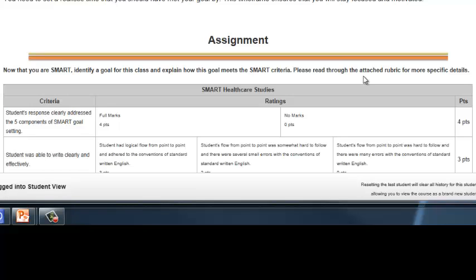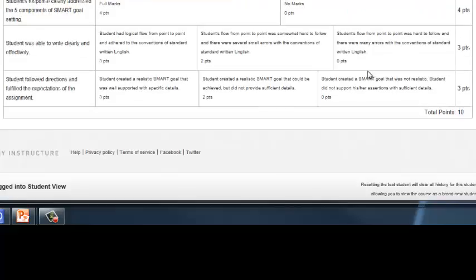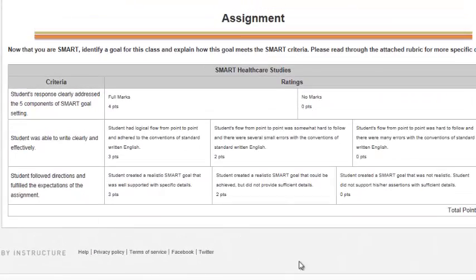Now that you are SMART, identify a goal for this class and explain how this goal meets the SMART criteria. Please read through the attached rubric for more specific details. Now we take a look for the first time at the rubric. On the left-hand side is a list of criteria. These are all the things that need to be in the assignment.